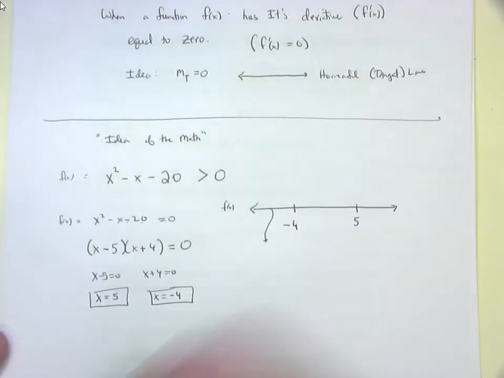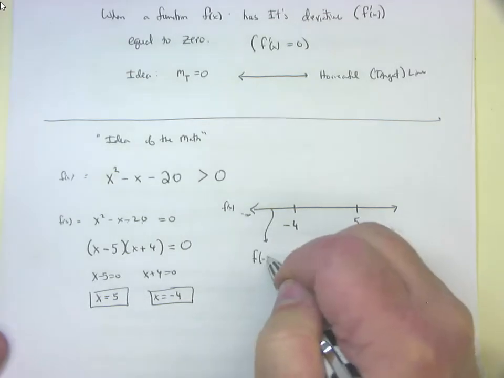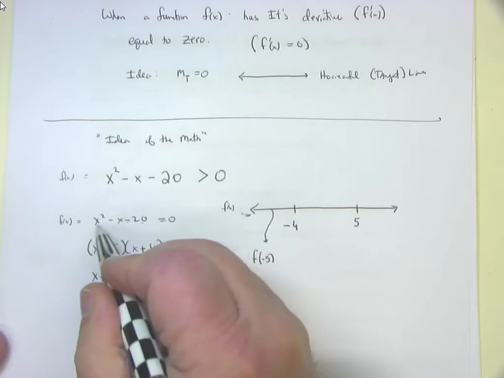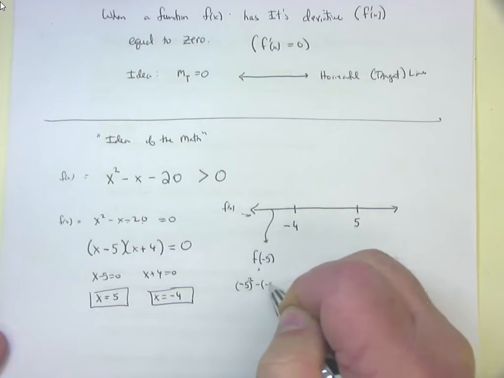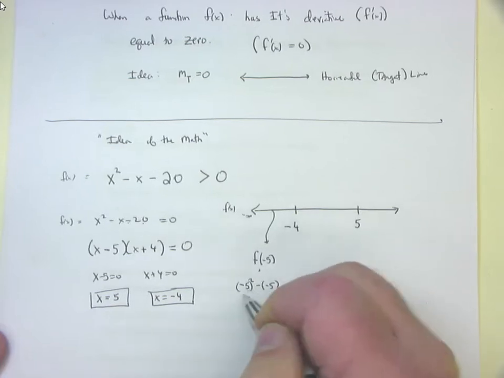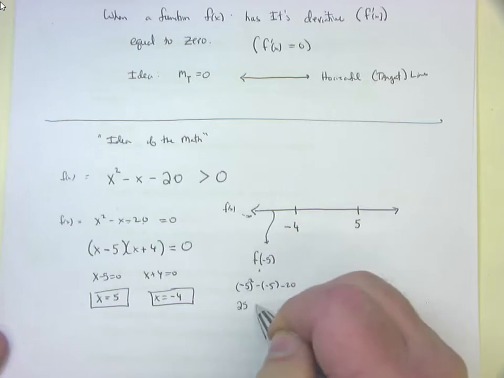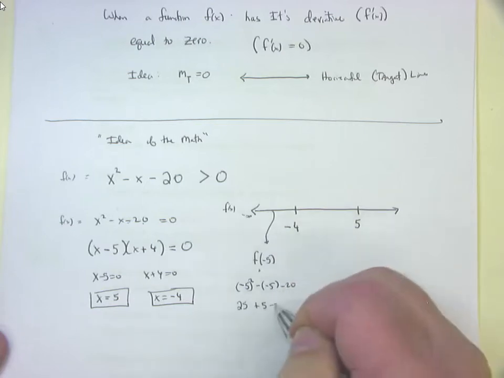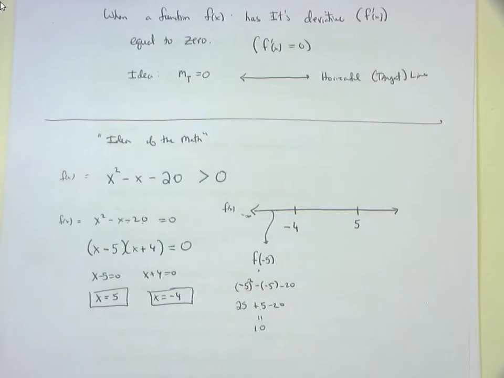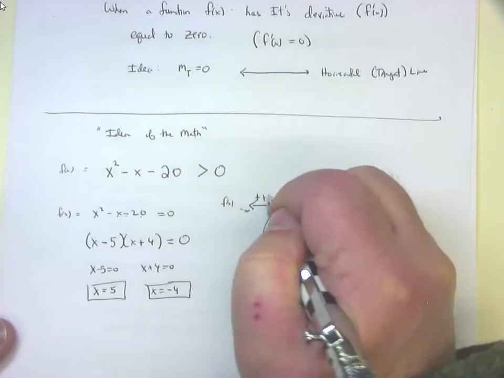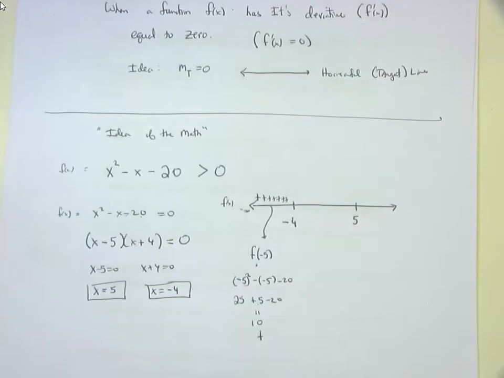Pick a point somewhere between negative infinity and negative 4. I choose negative 5. And I'm going to plug negative 5 into my original function, x squared minus x minus 20. This will be negative 5 squared minus negative 5 minus 20. Negative 5 quantity squared is 25. A minus makes it plus 5, minus 20. 25 plus 5 is 30. Minus 20 is 10. I don't care what the number is. What's the sign of it? It's a positive number, so everybody in this interval is going to be positive, because at negative 4 is where it's 0.